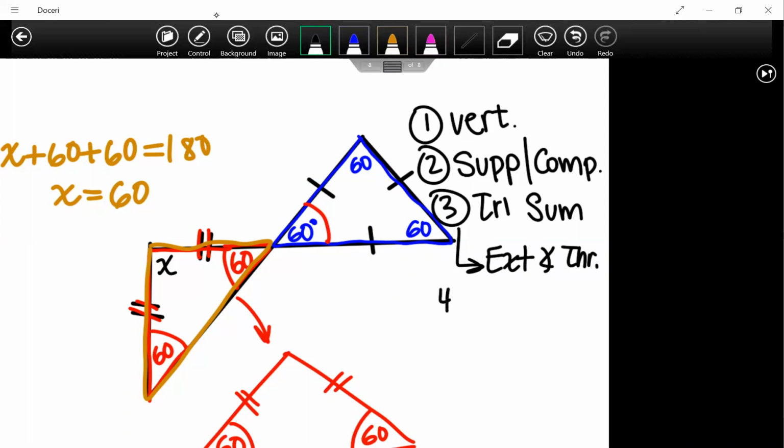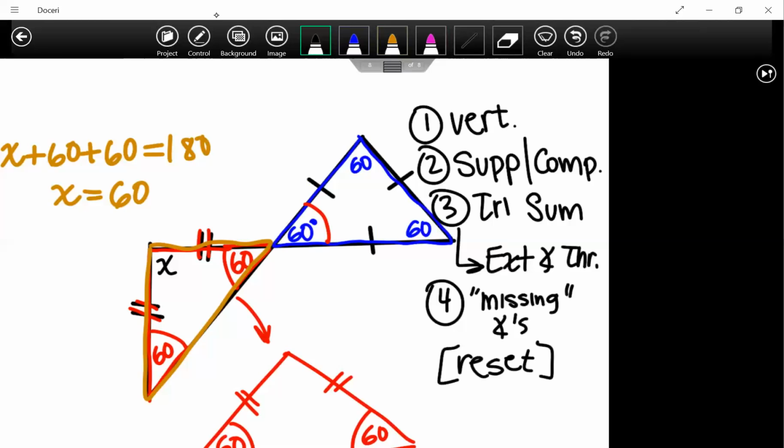And then if you're missing angles, I'm going to put this in quotation, missing angles, you want to reset. That means go back to part number 1. So start up the whole process again. You're going to solve for parts, then go back again. If you're missing one part, go and look back at it again. You're going to keep on doing that until it helps you solve it out. Okay, that's what you want to be able to do.